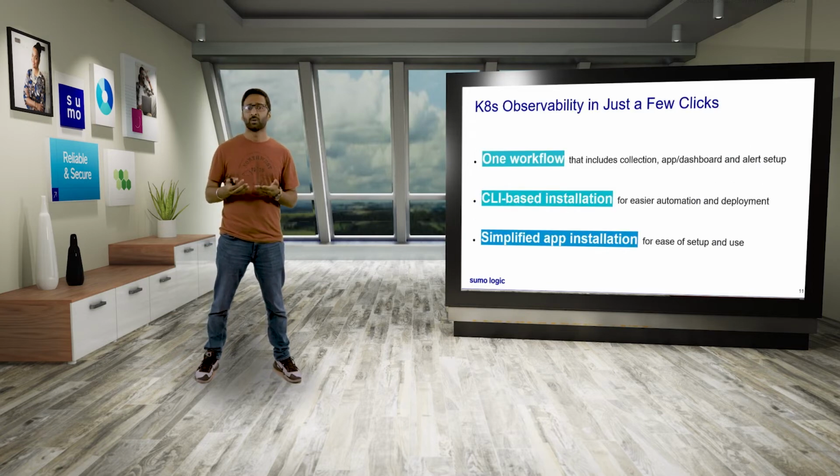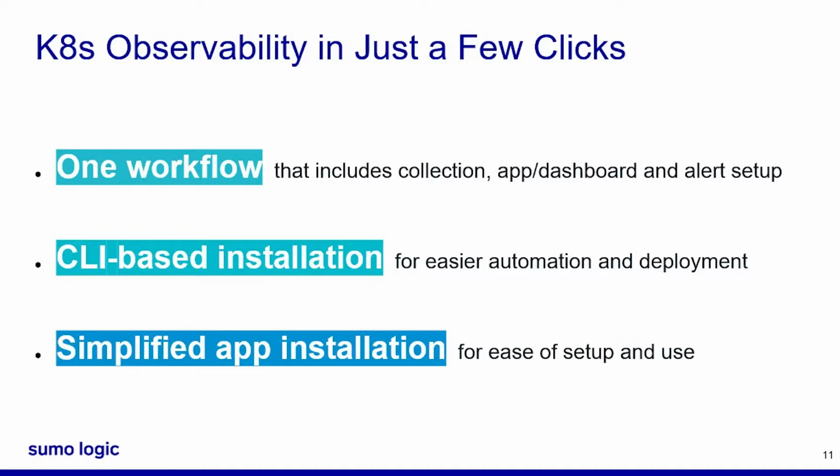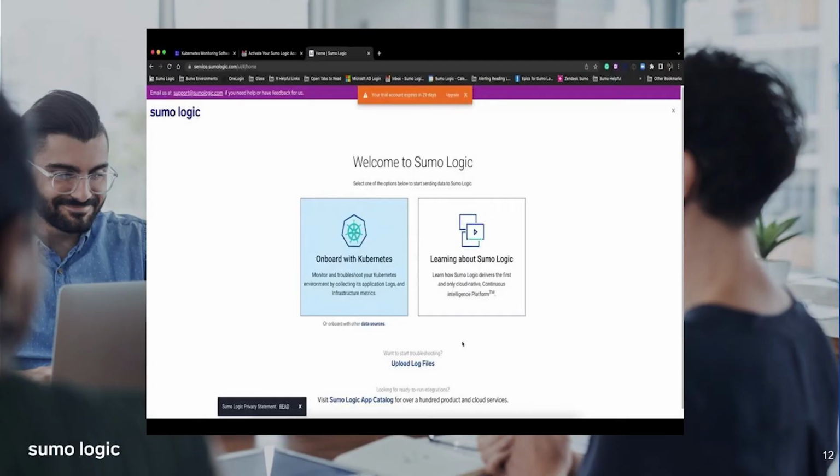So now let's look at what we did. Firstly, we created a single workflow that encompasses collection, app, dashboard installation, and the alert setup to make it easier for you to onboard your data. This workflow is easily accessible from the UI. Secondly, the installation is packaged in Helm and YAML so that it can be easily executed via automation scripts. And finally, we also made changes to the app installation so that it's now installed once per account rather than once per user. With that, let's look at the demo of how the solution works today.